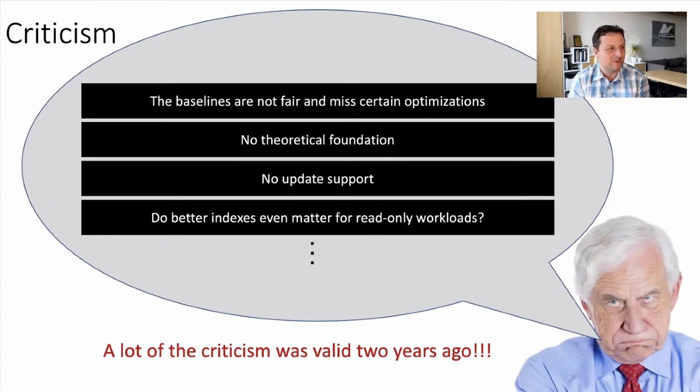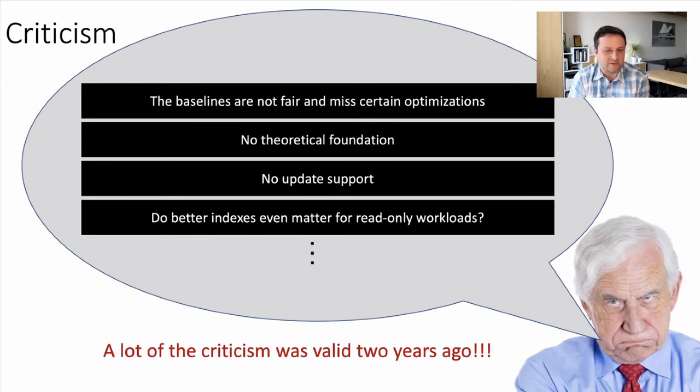And many of them were also very valid at that point in time. For example, there was a question about what the baselines are. There are a bunch of optimizations done since the 80s and 90s, when B-trees came out, and you couldn't take all of them into consideration. There's also a question about theoretical foundations.